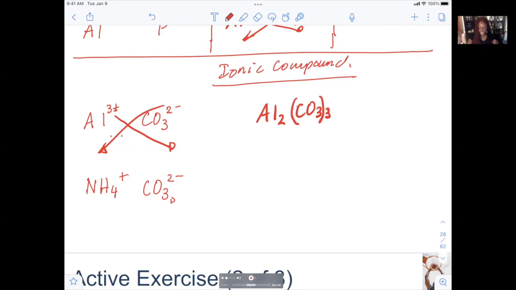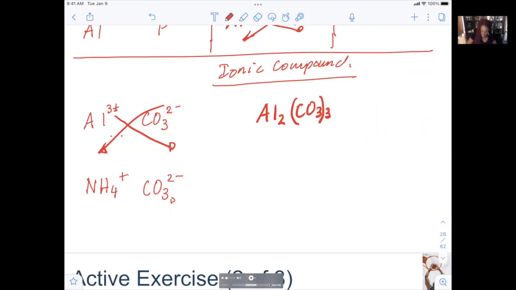So what you're saying is to get a neutral compound, you need 2 Als, right? Each of them 3 plus, Al 3 plus. And then 3 CO3s. Each CO3 is 2 minus, CO3 is 2 minus, CO3 is 2 minus. So the charges here are 6 plus, that'd be 6 minus. Yep, that works. Okay, so that's what we're trying to communicate. We're not saying we need 33 oxygens. No.